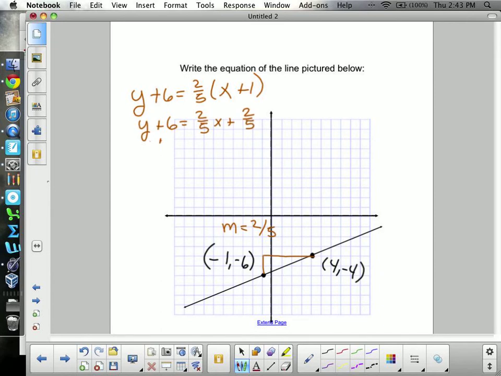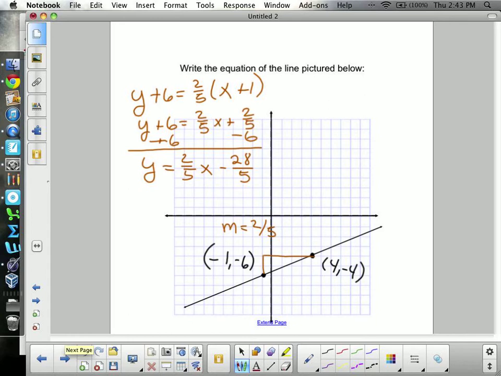We're going to have to subtract 6 from both sides. So y equals 2/5 x, and then 2/5 minus 6 is -28/5. Okay? Well, that's why you have a calculator, to go 2/5 minus 6 in your calculator if you don't know how to do that.